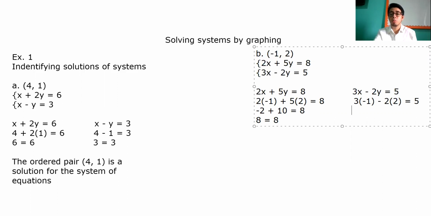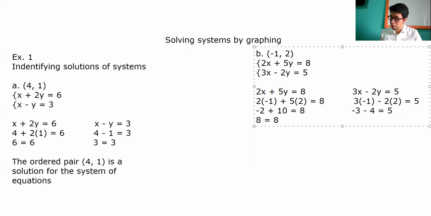Now I'm going to prove with the other one. This is -3 minus, okay, -4. 2 times 2, that is 4. This is going to be equal to 5.